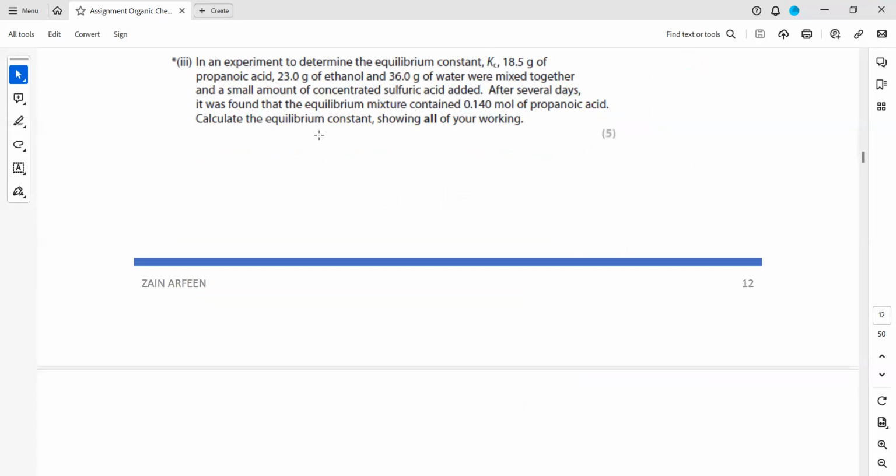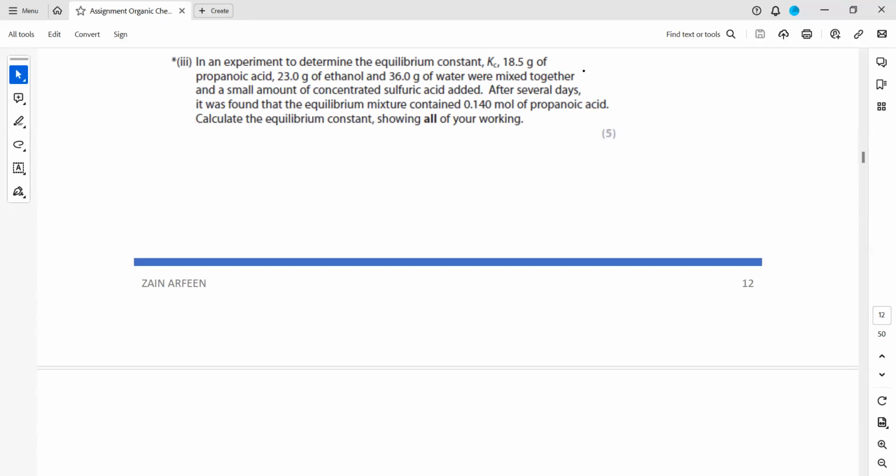In an experiment to determine the equilibrium constant, 18.5 grams of propanoic acid, 23 grams of ethanol, and 36 grams of water were mixed together. A small amount of sulfuric acid is added. After several days, the equilibrium mixture contains 0.14 moles of propanoic acid. Calculate the equilibrium constant Kc. It's a 5-mark question.